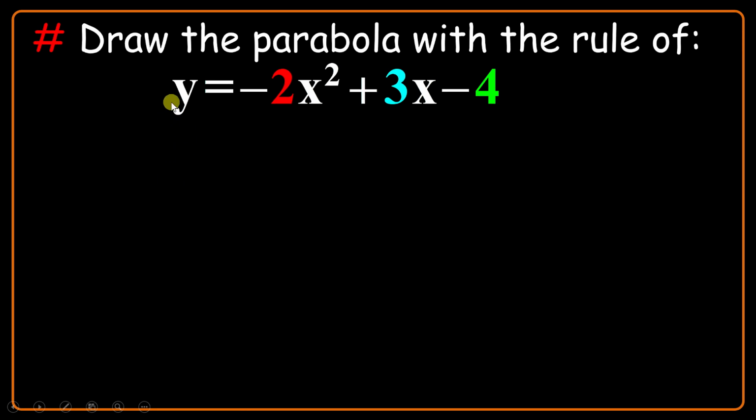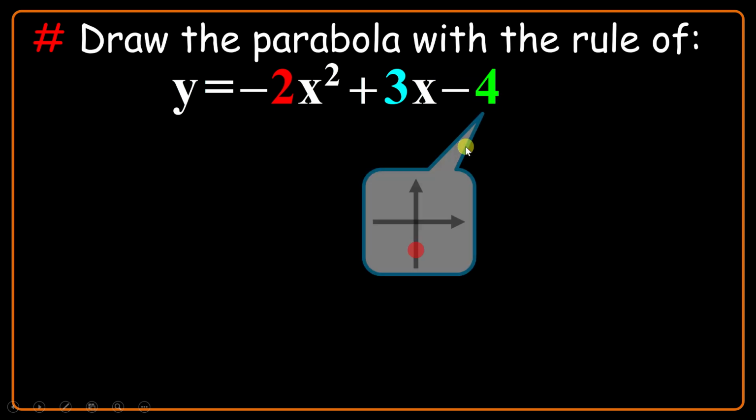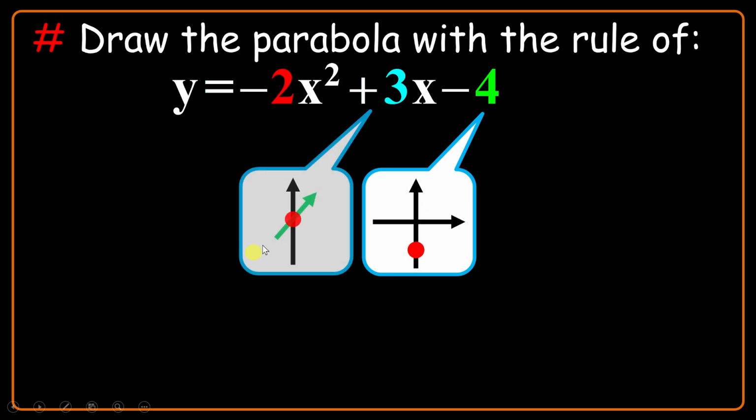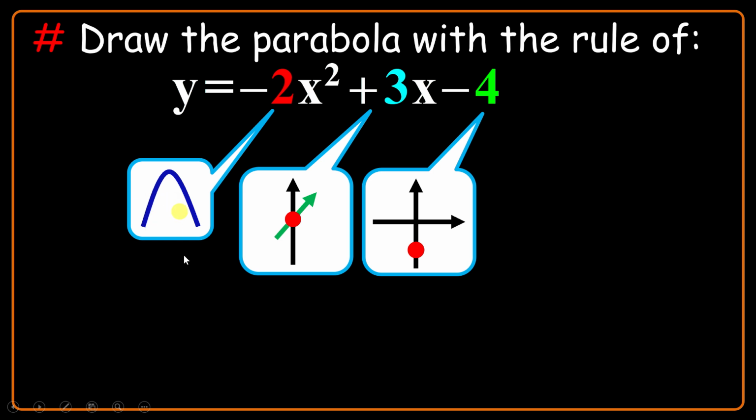The other one, y is equal to negative 2x squared plus 3x minus 4. As you see, I start from the last coefficient, negative 4, c. It's negative, so when it crosses the vertical axis, it will be a negative 4. The b is positive, so when it crosses the vertical axis, it must be ascending, positive slope. And a is negative, so the parabola will be concave down or opening down.